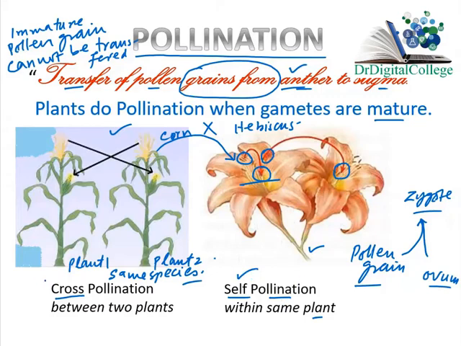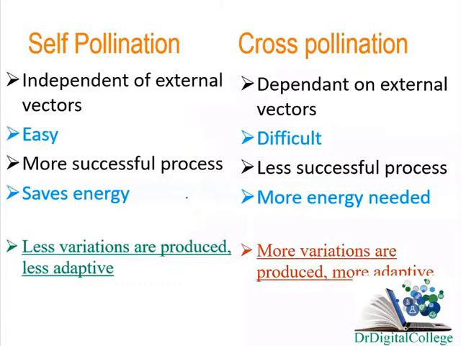You should be very clear about the two basic types of pollination, that is cross-pollination and self-pollination. I hope it is clear. Then there are some basic points of comparison between self-pollination and cross-pollination. Self-pollination is independent of external factors. No external factor is required. External factors like insects, water, wind, or some birds are not required.